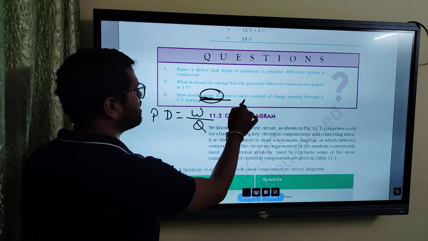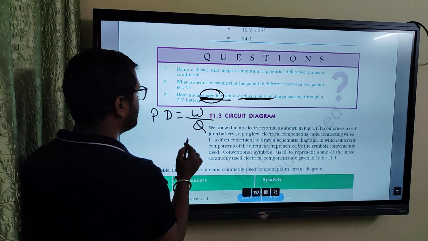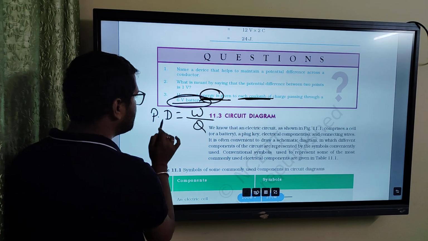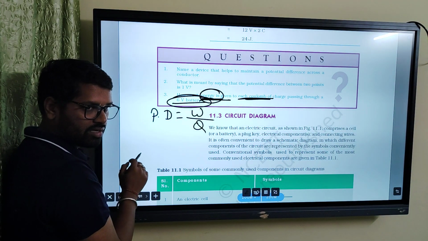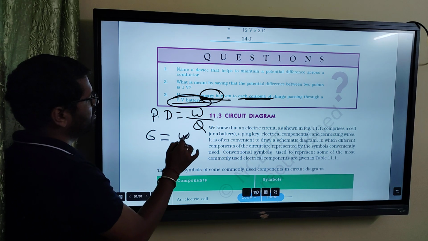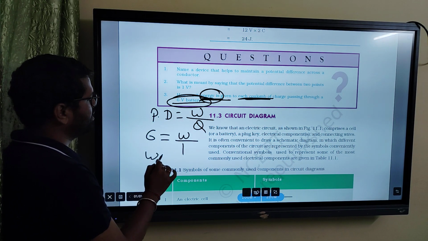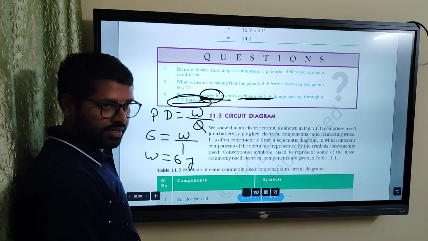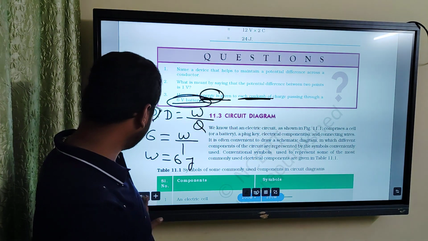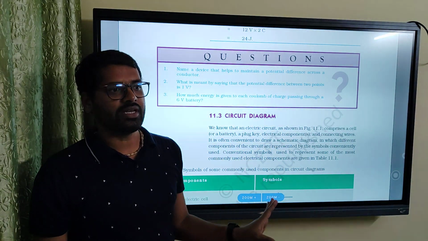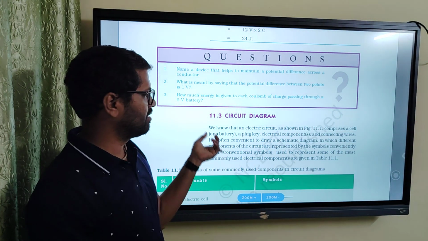How much energy is given to each coulomb? So charge is 1 coulomb, passing through a 6 volt battery. A 6 volt battery means potential difference is 6 volt. So 6 equals W by 1. So work will be 6 joule. Simple. Understood? Any doubt till here? Like that, you should understand the concept. If the concept is clear, everything will be clear, right?